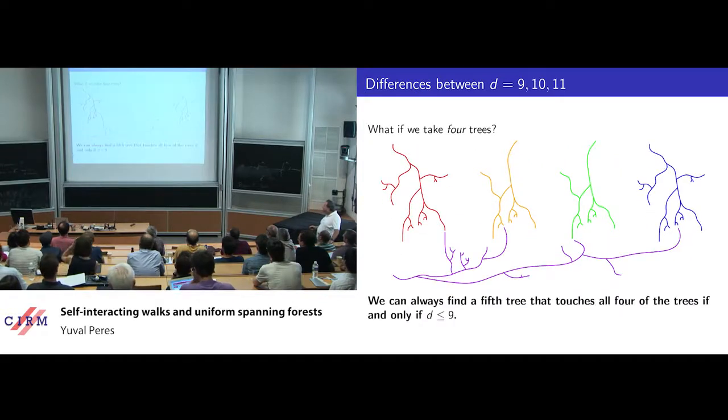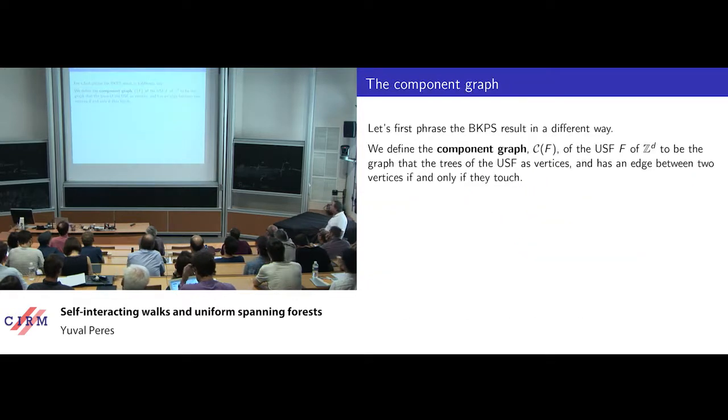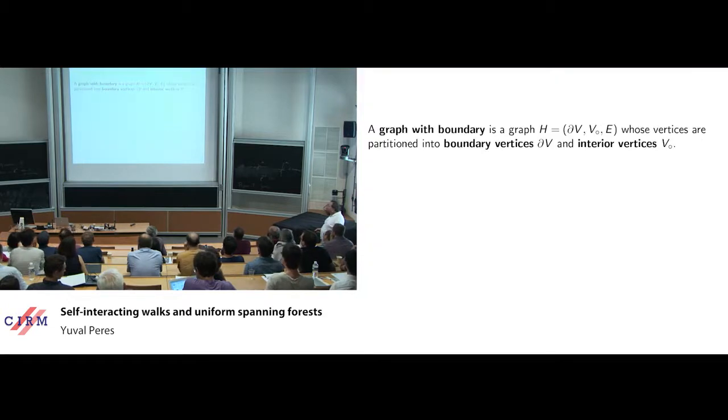For 4 trees, we can find the 5th tree that touches all 4 if the dimension is at most 9, but not above. So this distinguishes dimensions 9 and 10. So as I said, the BKPS result can be phrased in terms of the diameter of the component graph of the forest being (d minus 1) over 4.